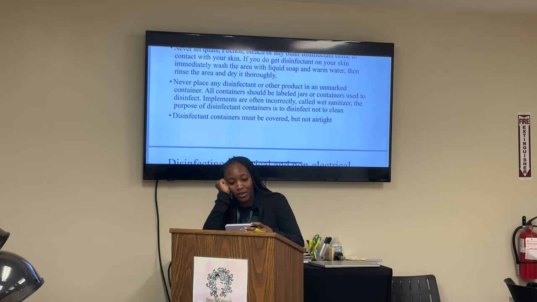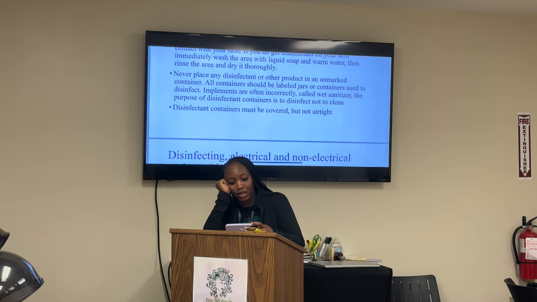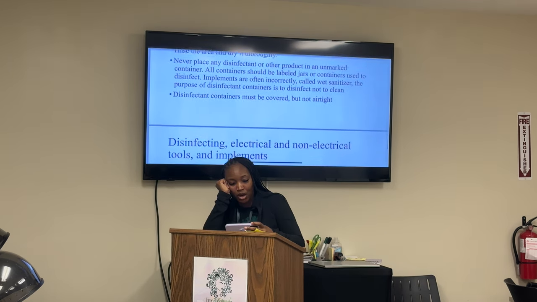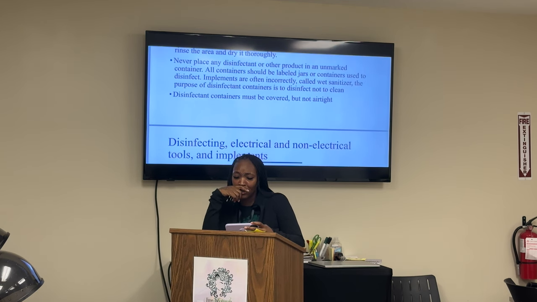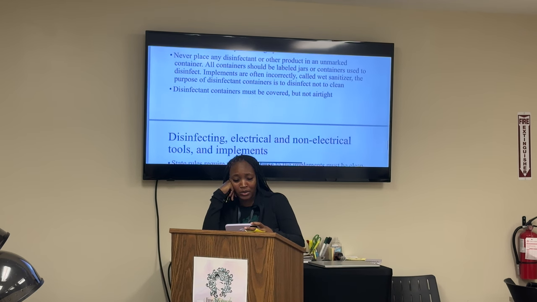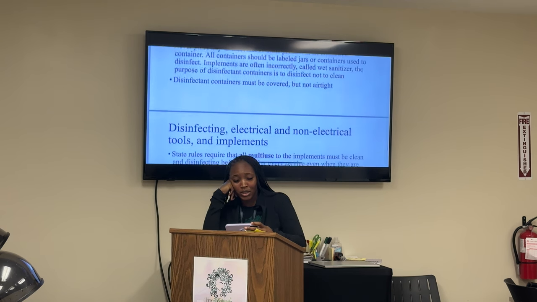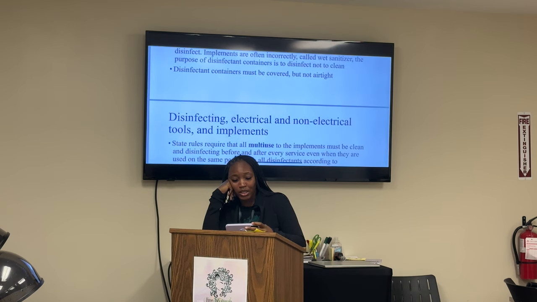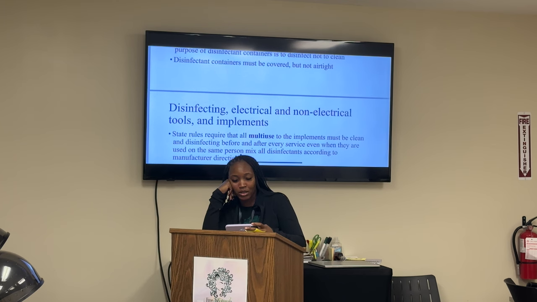Never place any disinfectant or other product in an unmarked container. All containers should be labeled. Jars or containers used to disinfect implements are often incorrectly used for cleaning. The purpose of the disinfectant containers is to disinfect, not to clean. Disinfectant containers must be covered, but not airtight.